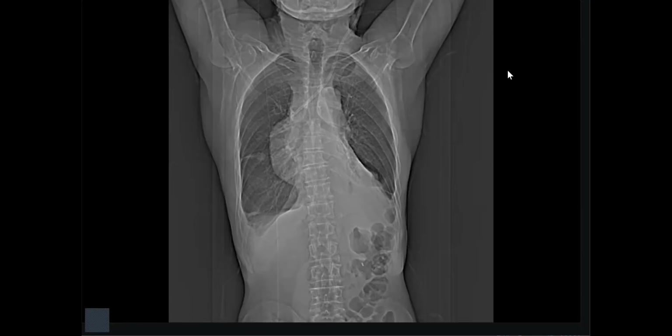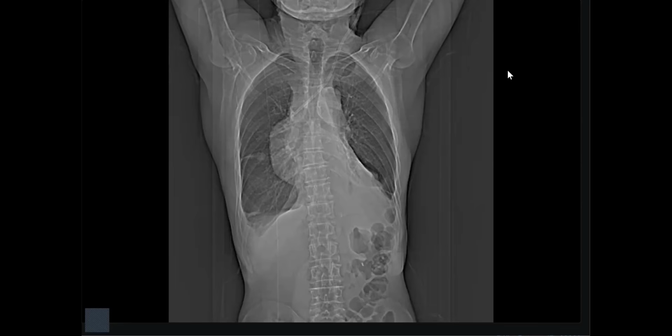So I've been provided with scout images of the chest and abdomen, in which I can see that there is a central venous line on the left side. The tip is seen at the level of the cavoatrial junction, so it is appropriately positioned.